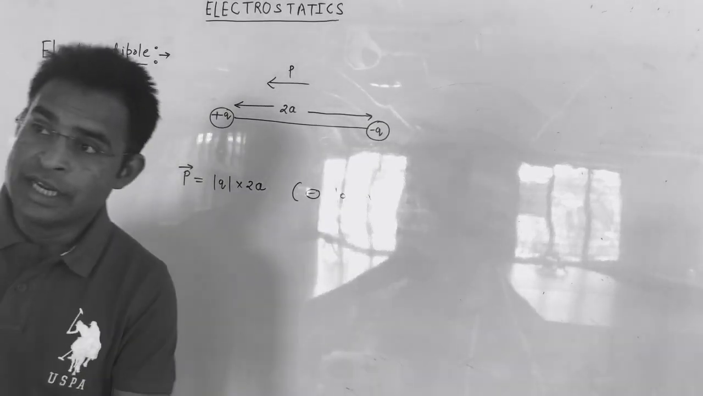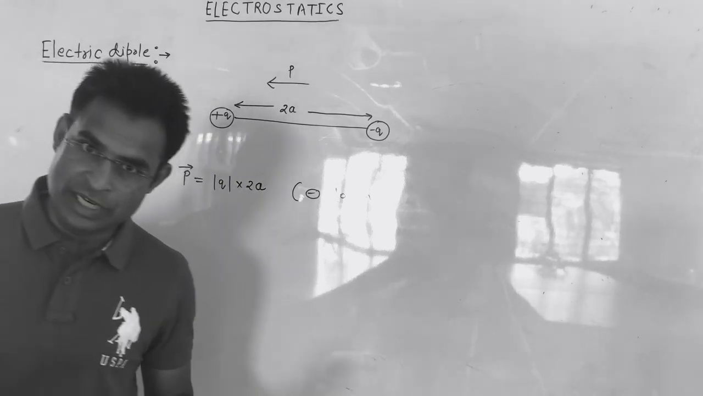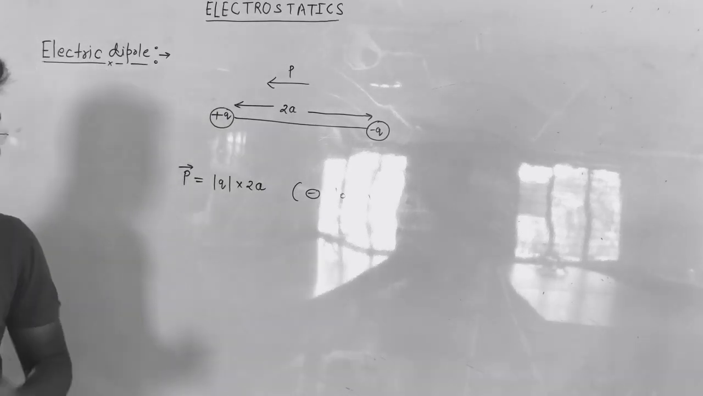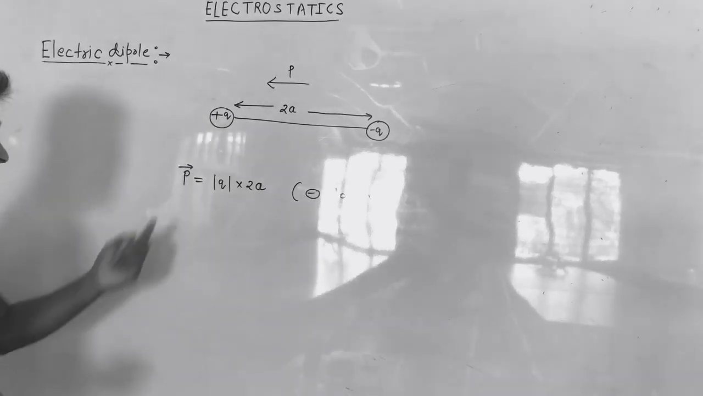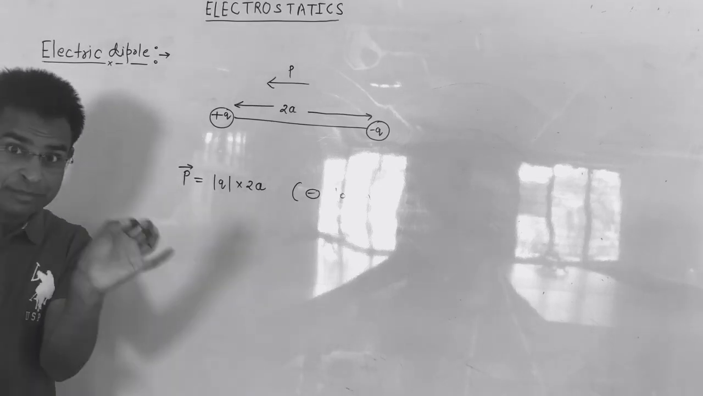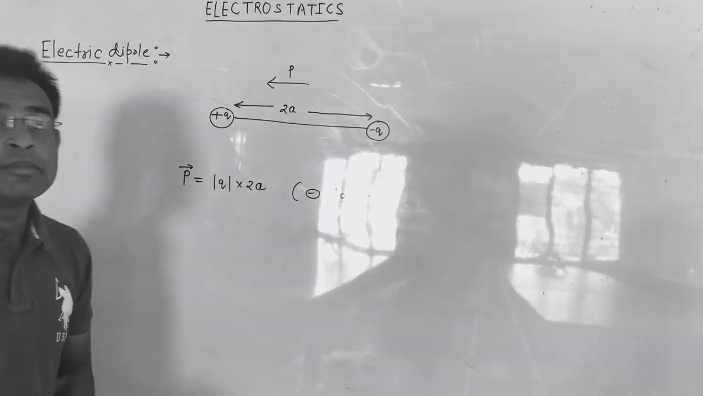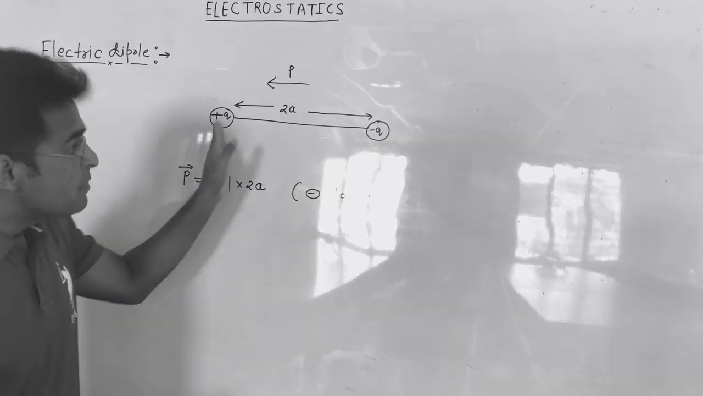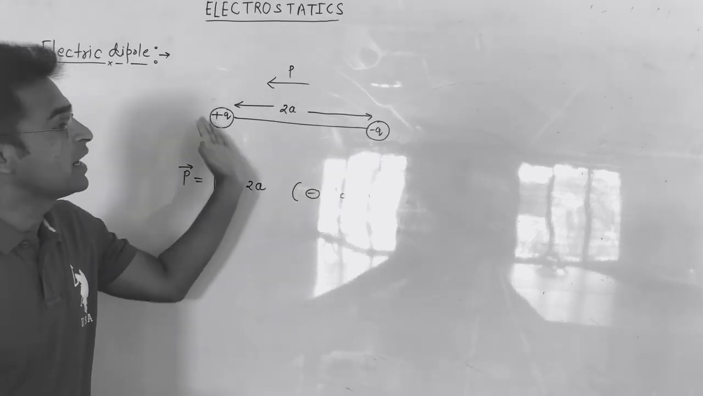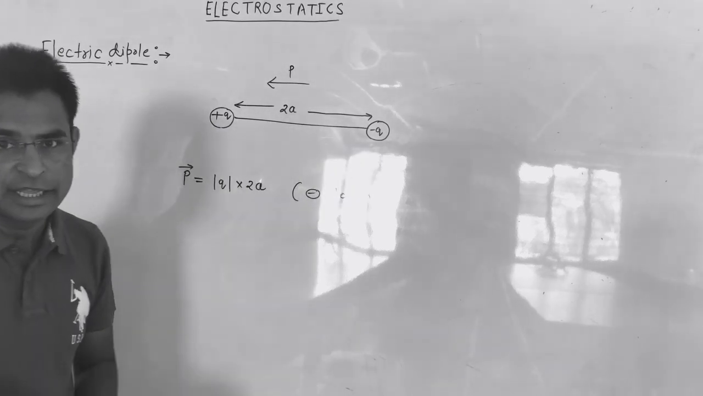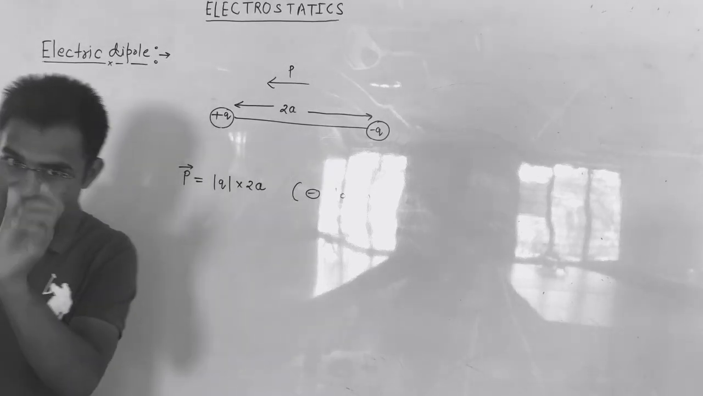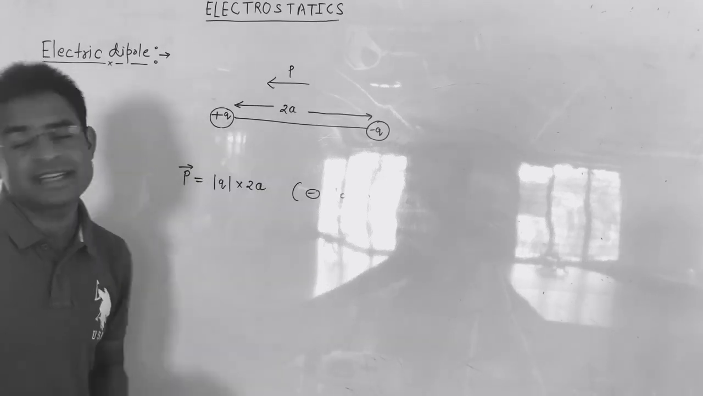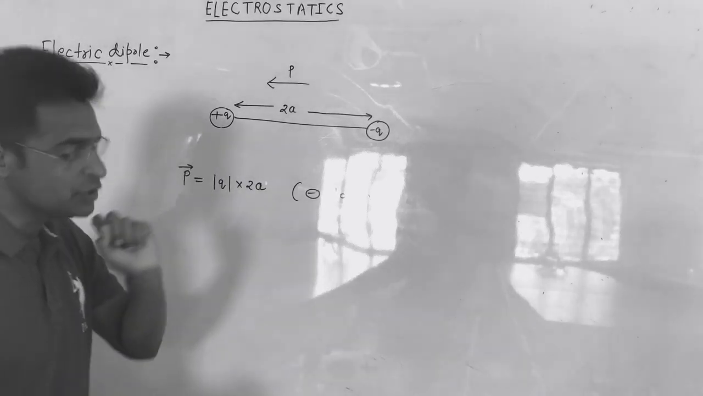So what is a dipole? A dipole is a combination of positive and negative charge separated by a small distance. Means this complete arrangement is called a dipole, and there is one parameter to define that, the dipole moment P, and P is equal to the magnitude of one of the charges multiplied by the distance between the two charges. That distance I am taking as 2a for calculation purposes. This distance you can take as a, d, r, anything. If I am taking 2a, then if I need half the distance, that will be a. If I take a, half the distance will be a by 2. So if I take 2a, the calculation will be a bit easier. That's why I am taking the distance as 2a.